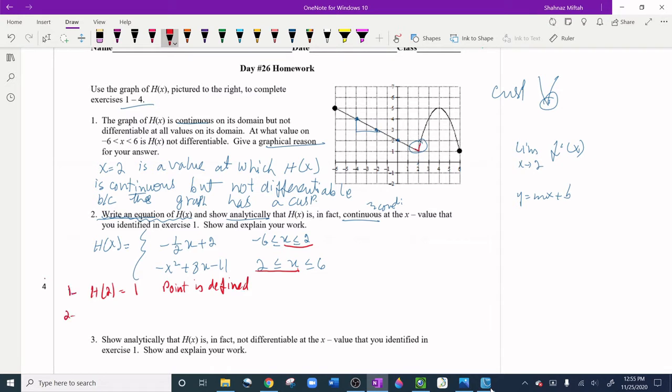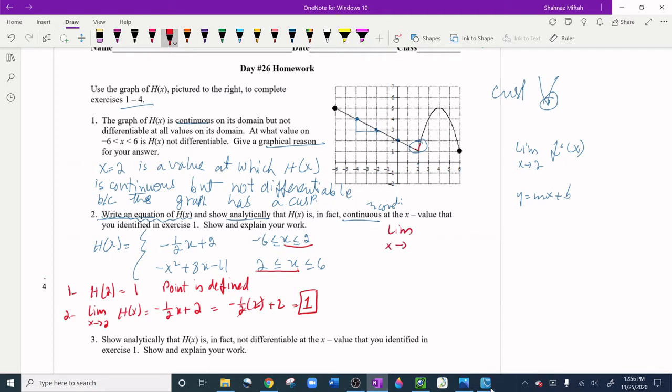That's 1. Number 2 step, limit as x approaches 2 from left and right. So limit as x approaches 2 from the left. This is the left, actually. x less than 2 is left. So I'm going to use h(x) equal negative half x plus 2. When I plug in 2, negative half times 2 plus 2, they cancel out, and I'm left with 1. That's my left. Then I'm going to go for another one.